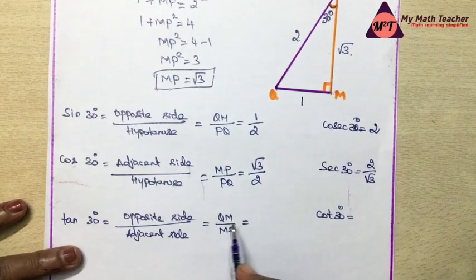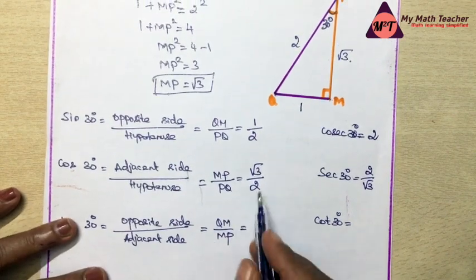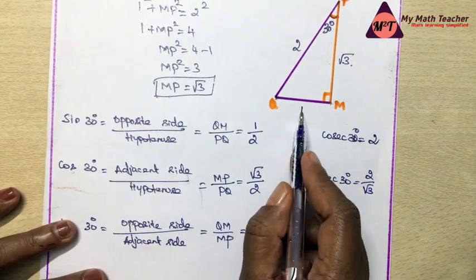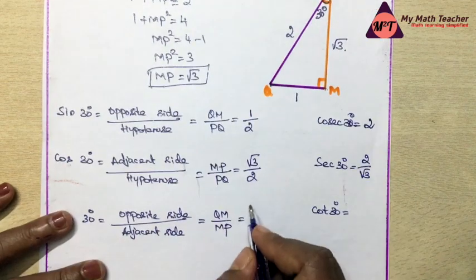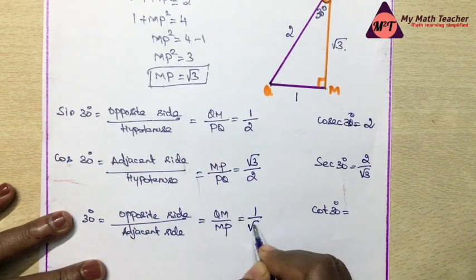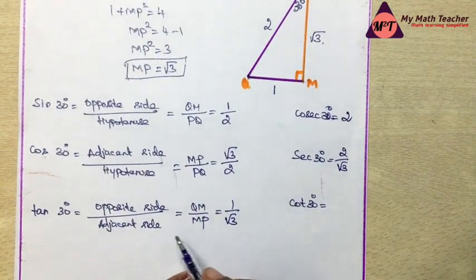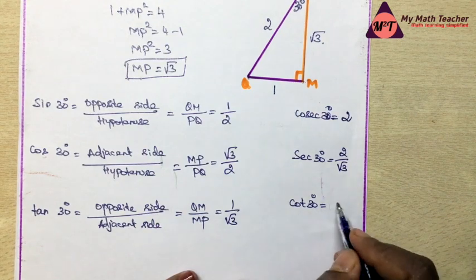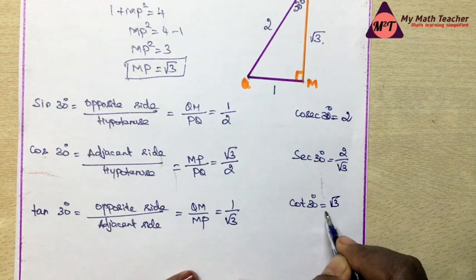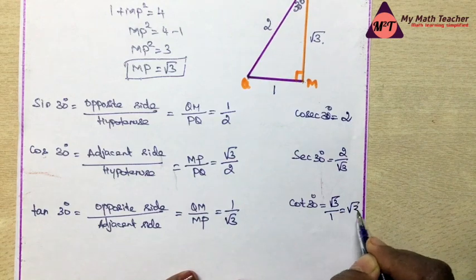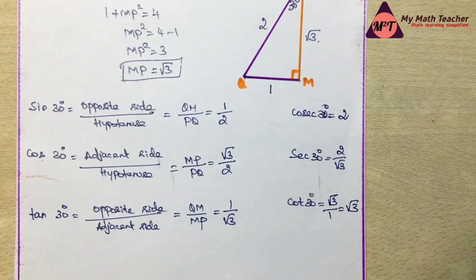Now tan theta is opposite side by adjacent side. Opposite side is 1 and the adjacent side is root 3. So 1 by root 3. The reciprocal of tan is cot. We will write the value as root 3 by 1, which is root 3. Now we have got all the values of the 6 trigonometric ratios.